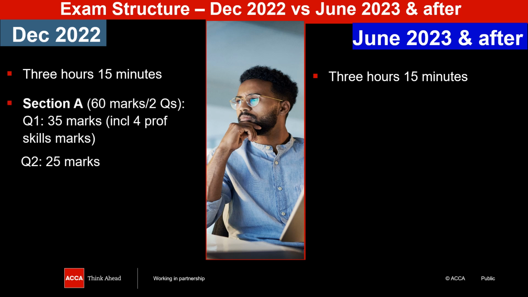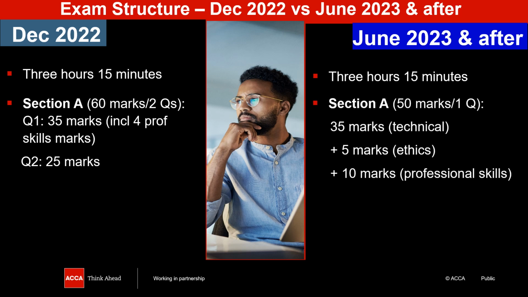However, under the current structure, Section A will contain 2 questions with a total of 60 marks, and the 4 report format marks will only be required for question 1, and the balance of 56 marks are all assigned to technical contents.